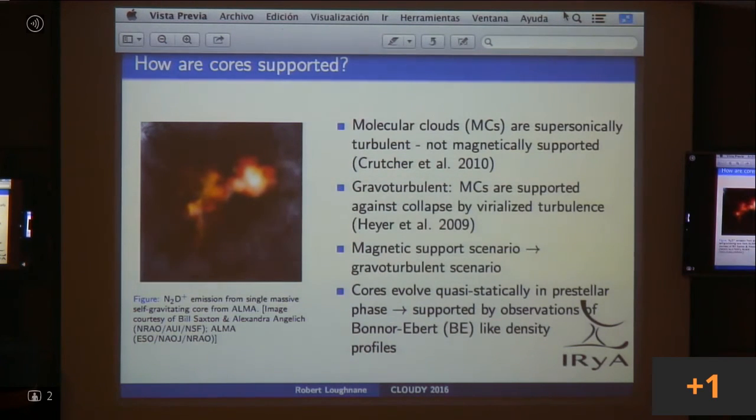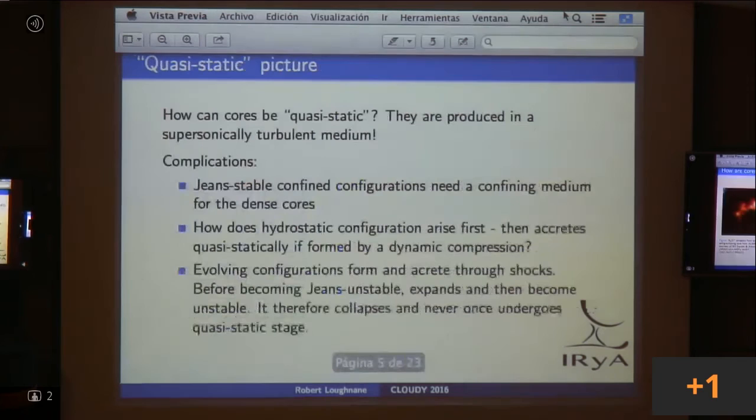Unfortunately, elements from the magnetic support scenario have crossed into the gravoturbulent scenario. One of these is the fact that the low mass cores, and the intermediate mass cores, evolve quasi-statically. In other words, they undergo a phase where nothing is happening in the pre-stellar phase. This has been supported by observations of Bonnor-Ebert-like density profiles. We know that the Bonnor-Ebert sphere is the solution to the hydrostatic Lane-Emden equation. So this is where this comes from. So the whole point of this talk is to debunk or destroy it.